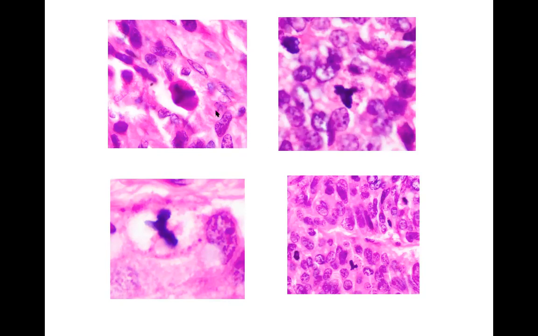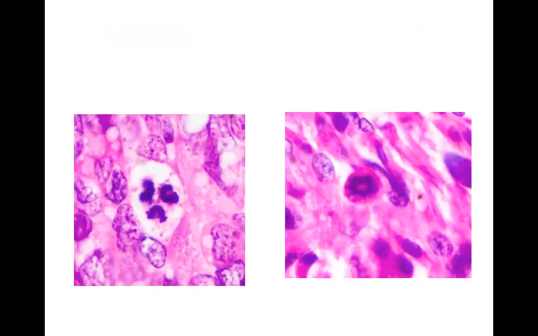So this is all atypical mitosis and they are showing different shapes. Most of these are tripolar. So they can be four pole, they could be five poles. So if there are more than two poles, that is considered as an abnormal mitosis.